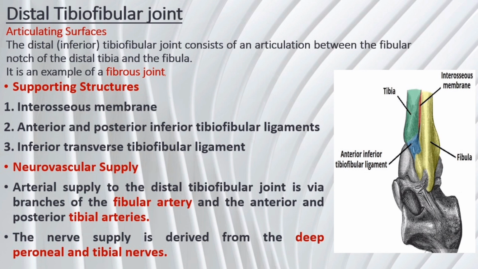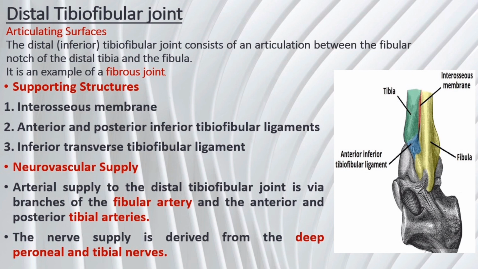Distal tibiofibular joint. Articulating surfaces. The distal inferior tibiofibular joint consists of an articulation between the fibular notch of the distal tibia and the fibula. It is an example of a fibrous joint, where the joint surfaces are bound by tough, fibrous tissue.